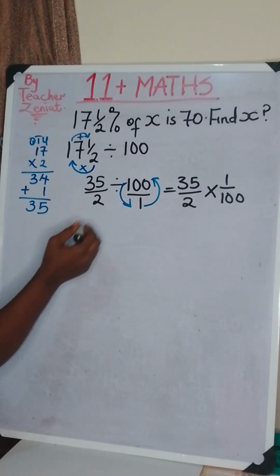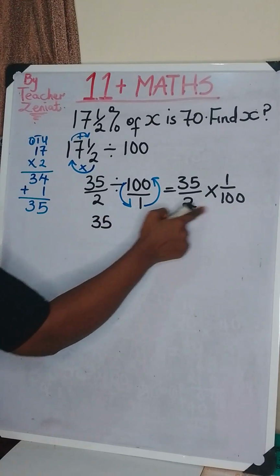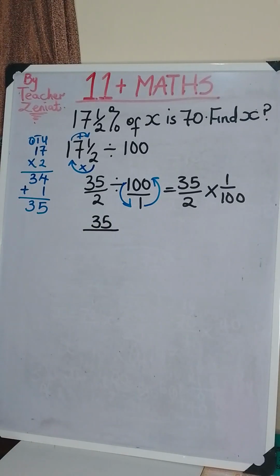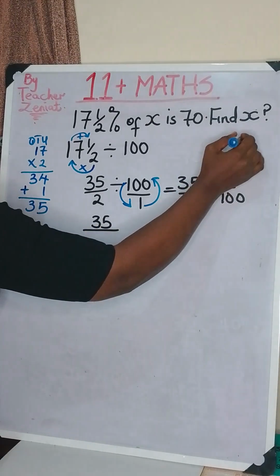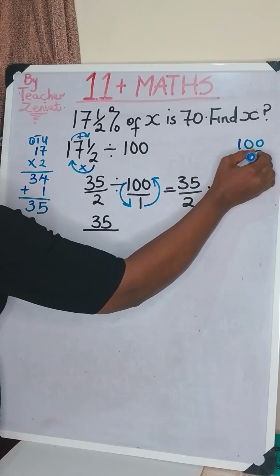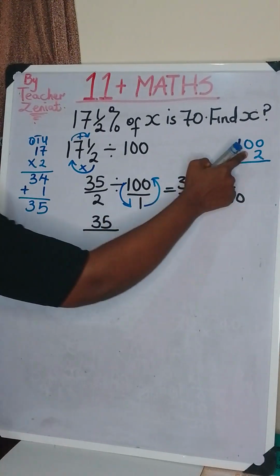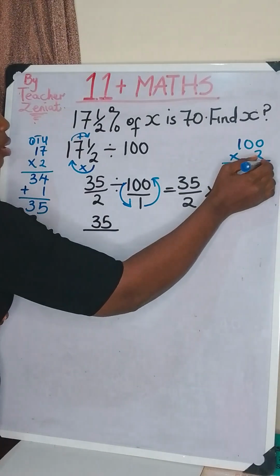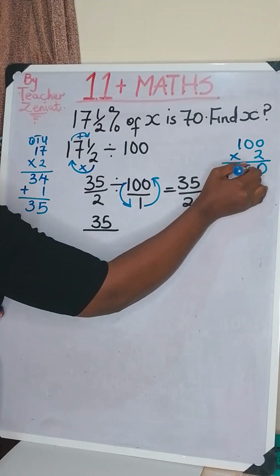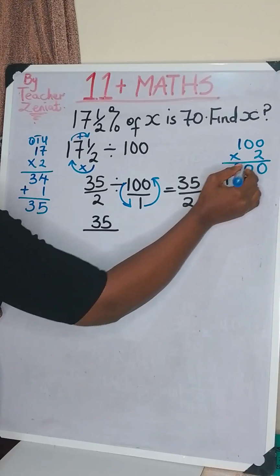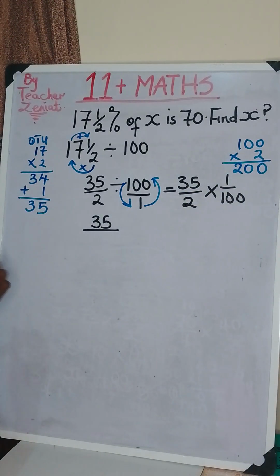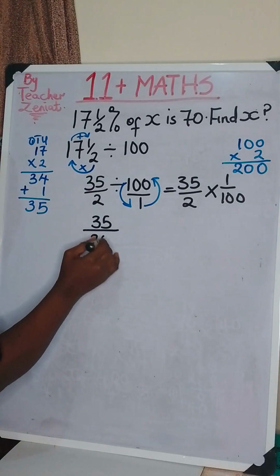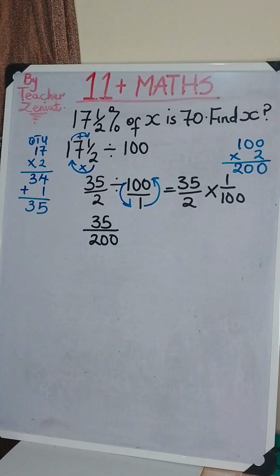Now that we have this, we are going to be multiplying through. 35 times 1 will give us 35, and 2 times 100, let's do that by the side. When we multiply 100 by 2, 2 times 0 is 0, because anything you multiply by 0 is 0. 2 times the other 0 will give us 0. 2 times 1 will give us 2. So 2 times 100 will give us 200. Now we've successfully changed 17.5% to 35 over 200.